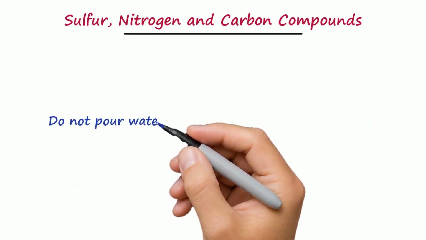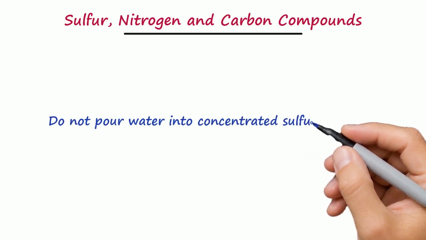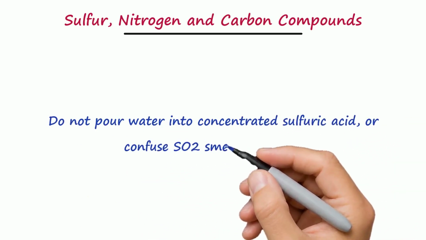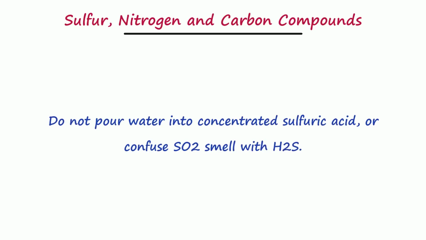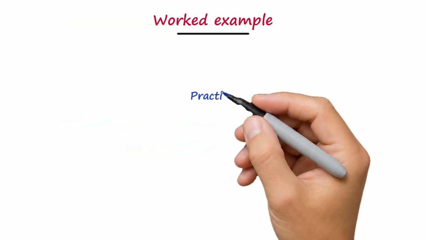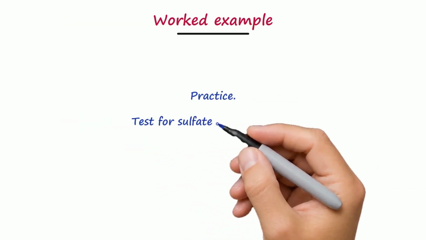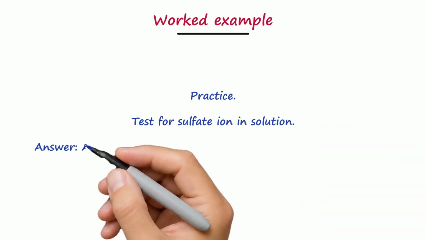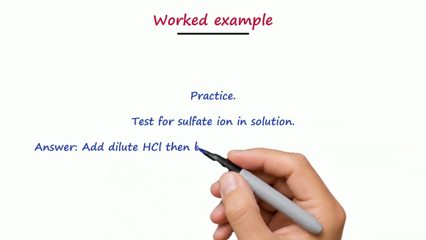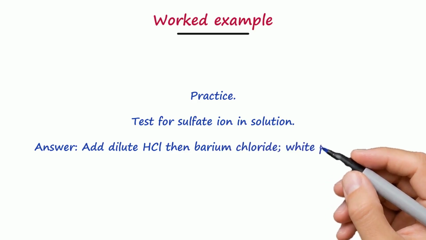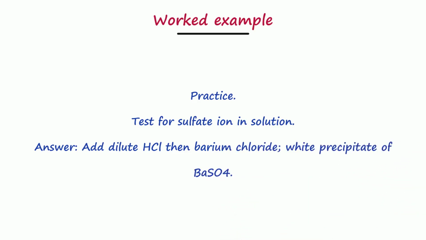Do not pour water into concentrated sulfuric acid, or confuse the SO2 smell with H2S. Practice. Test for sulfate ion in solution. Answer. Add dilute HCl then barium chloride, giving a white precipitate of BaSO4.